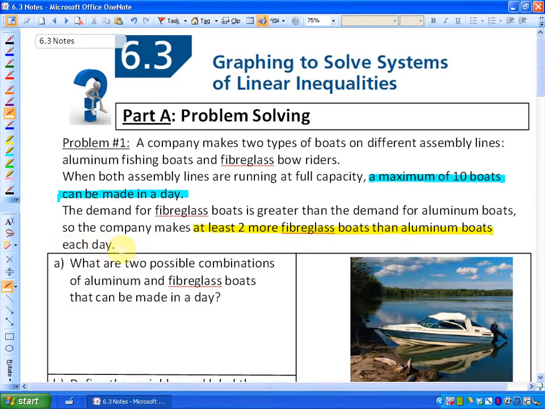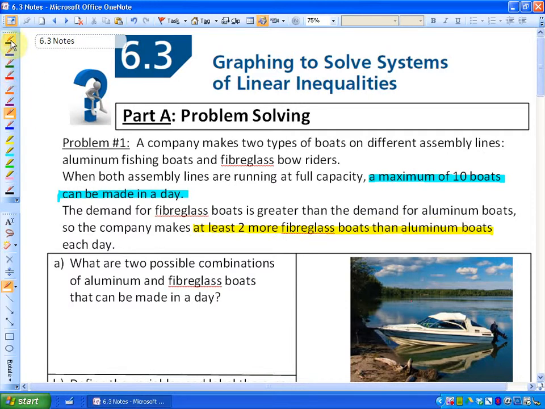What I've already done is highlighted the constraints. There's two separate kind of limitations that they have. One is that they can make a maximum of 10 boats in a day, and another is that at least 2 more fiberglass boats than aluminum boats are made each day. So, in answer to A, just so we can understand this problem, it says, what are two possible combinations of aluminum and fiberglass boats that can be made in a day? So the limitations are that a maximum of 10 boats can be made, and there's always at least 2 more fiberglass boats than aluminum boats.